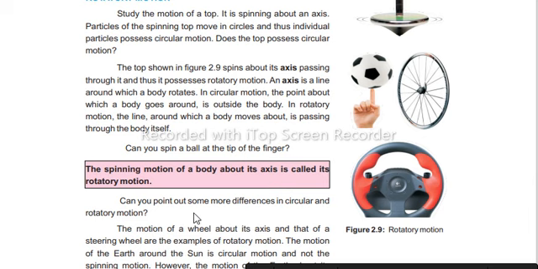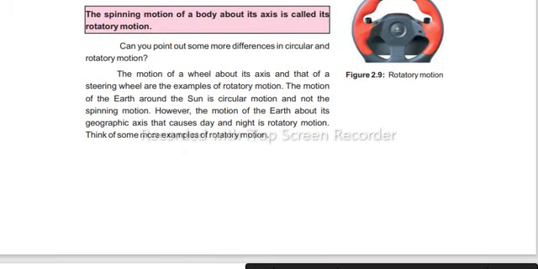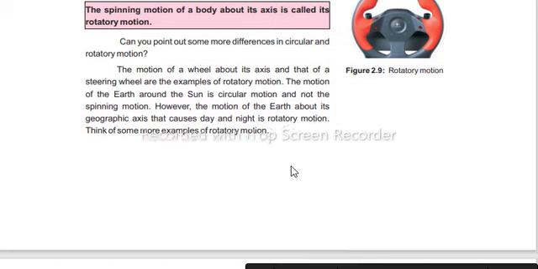Can you point out some more differences between circular and rotatory motion? The motion of a wheel about its axis and that of a steering wheel are examples of rotation motion. The motion of the earth around the sun is a circular motion, and the motion of the earth about its geographical axis causes day and night; this is rotation motion. Think of some more examples of rotation motion.